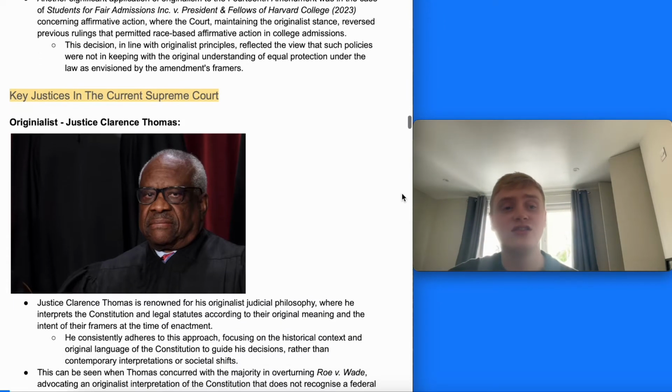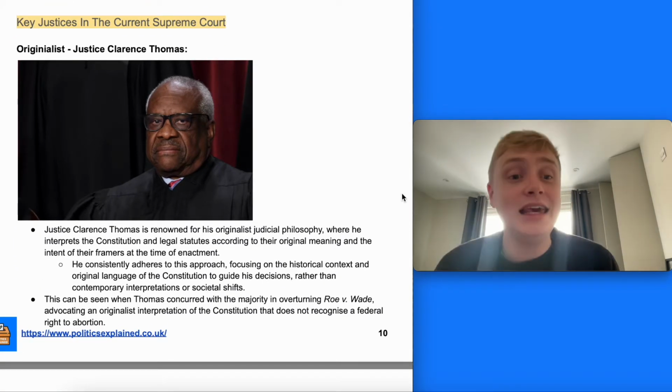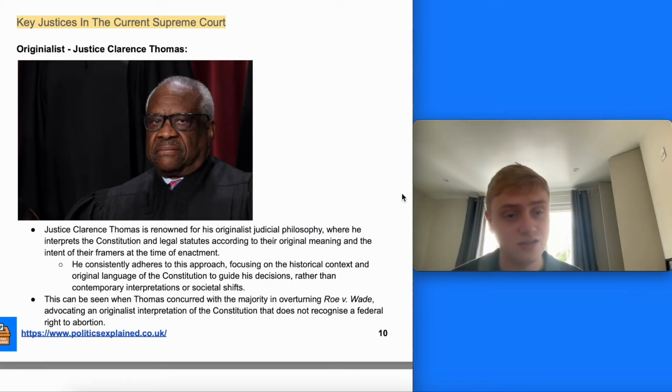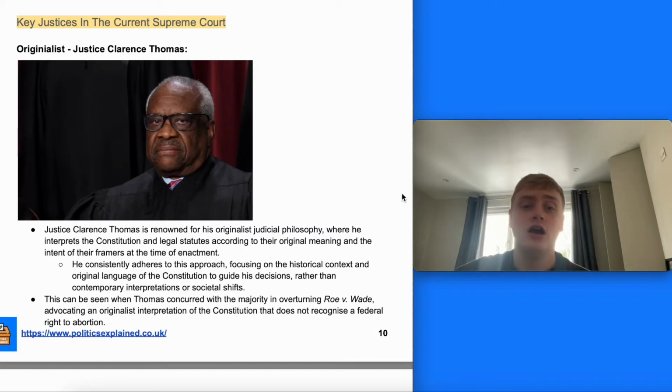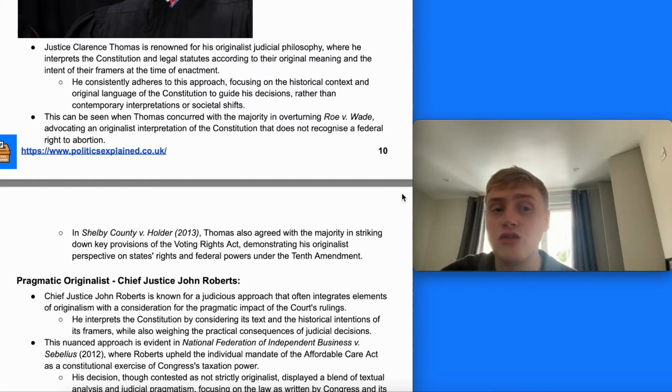In relation to key justices in the current Supreme Court and their different interpretations, a key originalist is Justice Clarence Thomas, who's renowned for his originalist judicial philosophy, reinterprets the constitutional and legal statutes according to their original meaning and the intent of their framers at the time of enactment. He consistently adheres to this approach, focusing on the historical context and original language of the Constitution to guide his decisions, rather than contemporary interpretations or societal shifts.